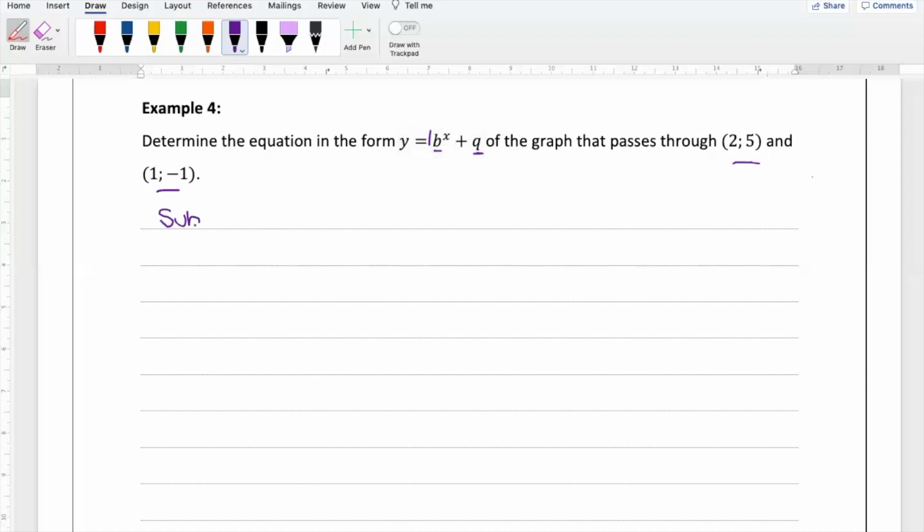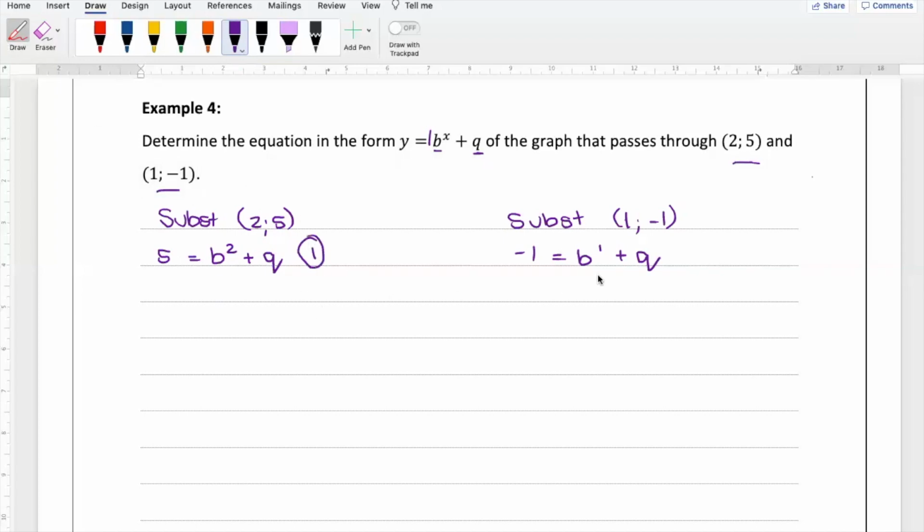Let's substitute the points we have and see what we can see. So let's substitute the point (2, 5), and we get 5 is equal to b to the power of 2 plus q. Okay, let's substitute the next point, (1, -1), and we're going to get negative 1 is equal to b to the power of 1 plus q. So let's solve these simultaneously.